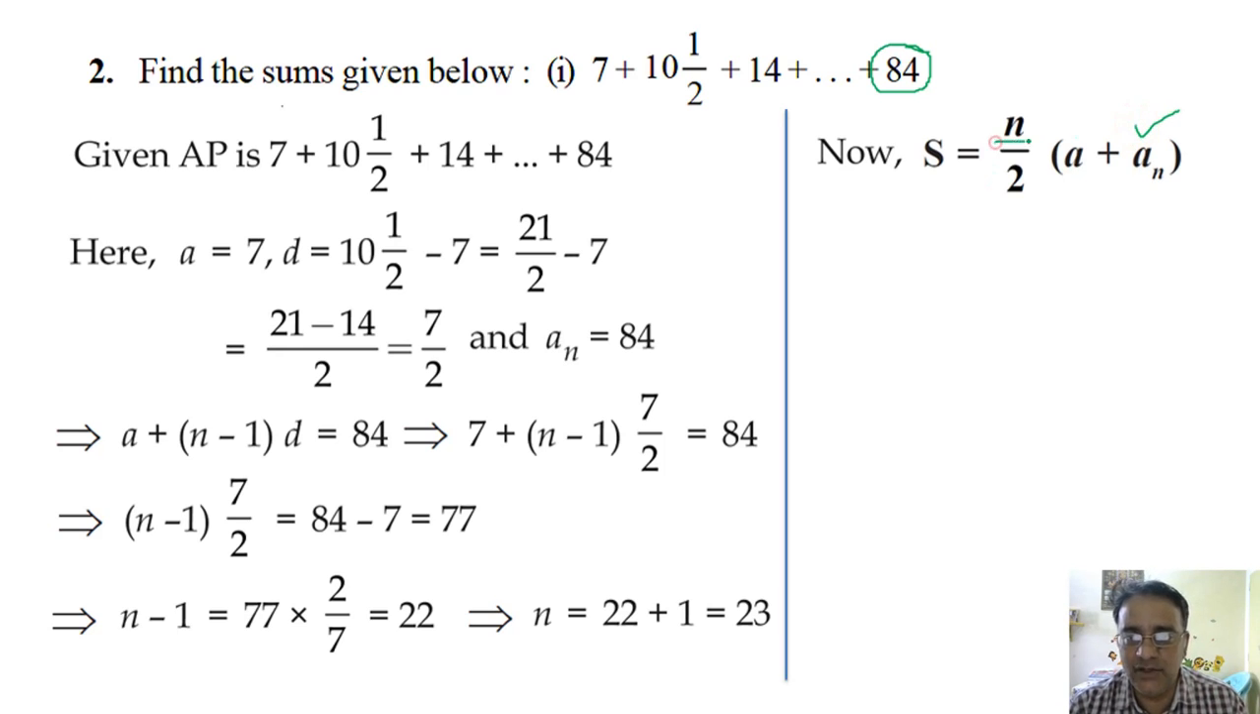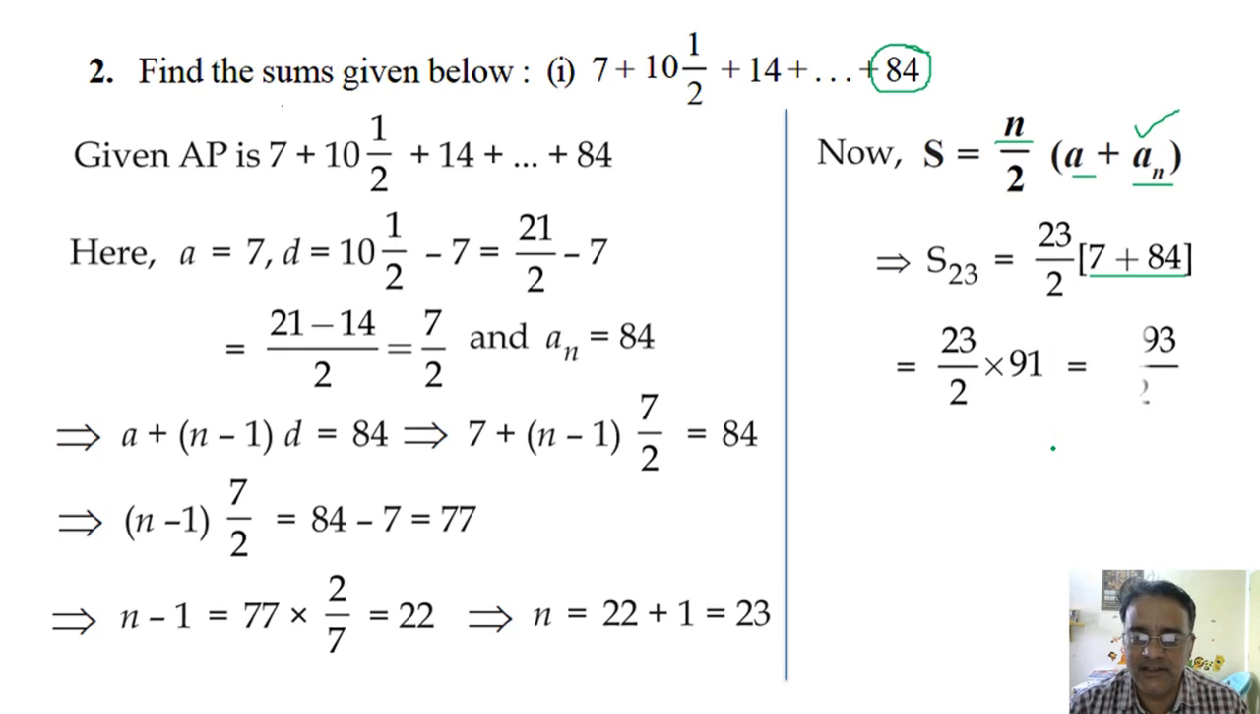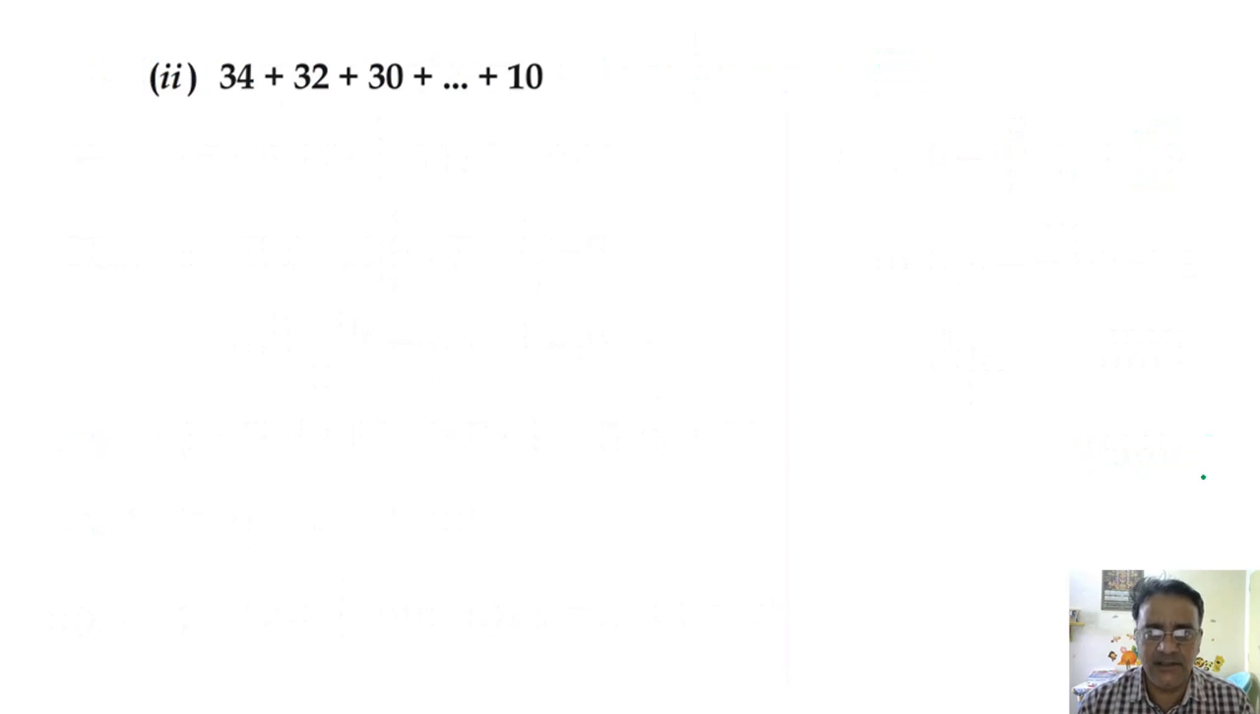So substitute the value of n, that is 23, a is 7 and the last term is 84. Okay, so 7 plus 84 is 91. So 91 into 23, if you multiply, then divided by 2, you will get the final answer 2093 upon 2. In decimal, 1046.5. This is the answer. Any doubt? No, sir. Okay, so we'll move toward the second bit.